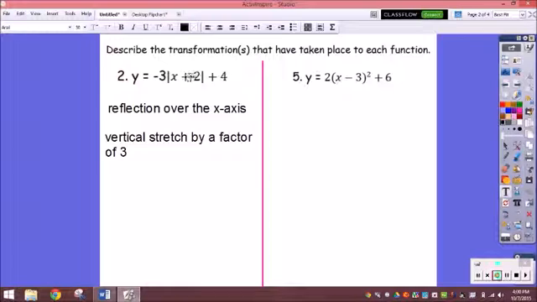Next, we have the plus 2. It's inside of the function, in between absolute value bars, so that tells me it is a horizontal translation. And we need to determine whether it moved left or right, and if it's plus 2, that means it moved left 2 units. And then we also have this plus 4 at the end, and if it's outside, it's a translation, and it's a vertical translation, so up or down. And if it's adding 4, that means up. So up 4 units.